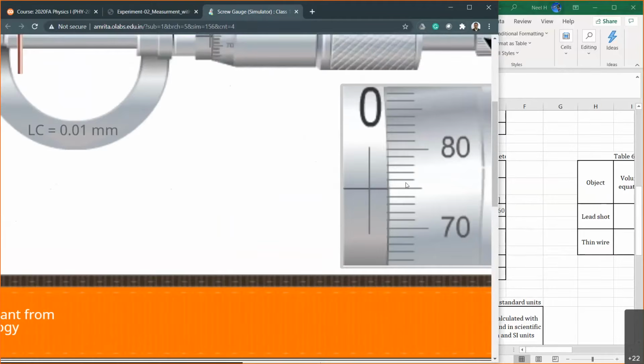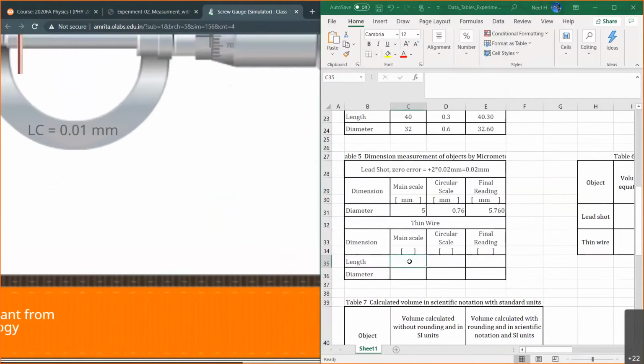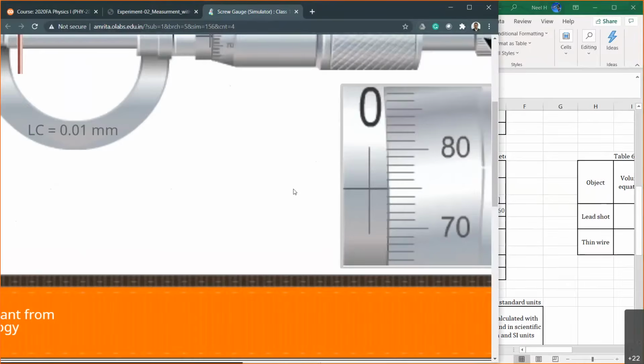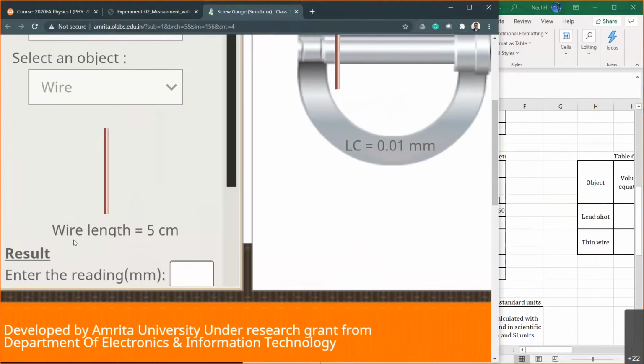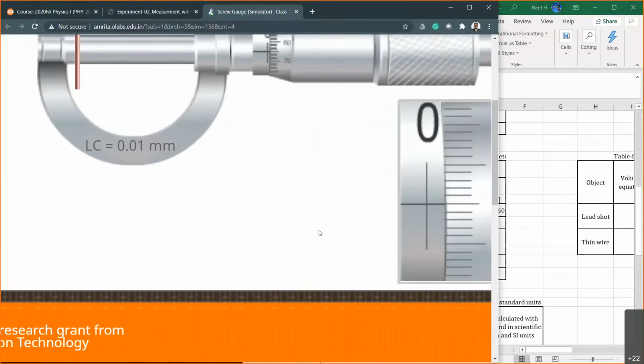What we're reading is, go to the starting point, this front edge of the circular scale. Then you read towards your left what the value of the main scale is. Now the main scale is 0, whatever is to the left of this starting point. So the main scale doesn't have anything in terms of diameter. And I'm still using millimeters. Let's go back here, and I need the length. The length is actually 5 centimeters, which we need later.